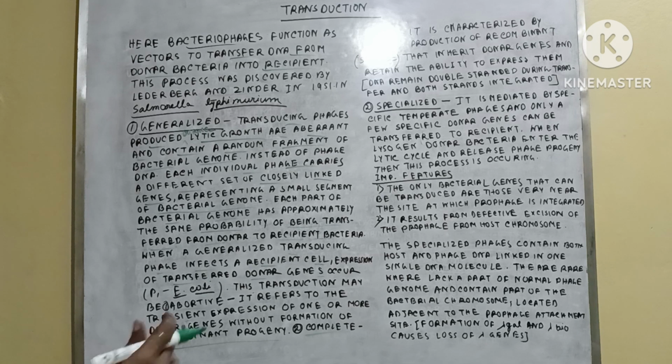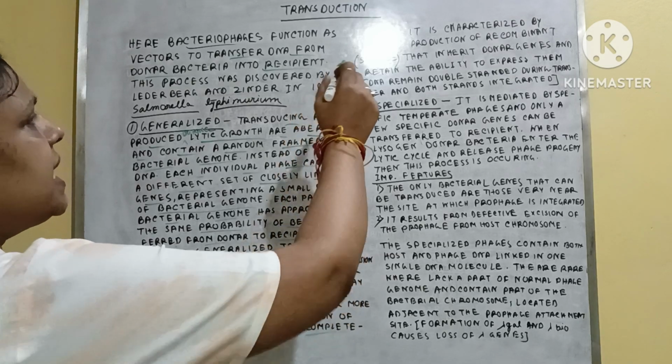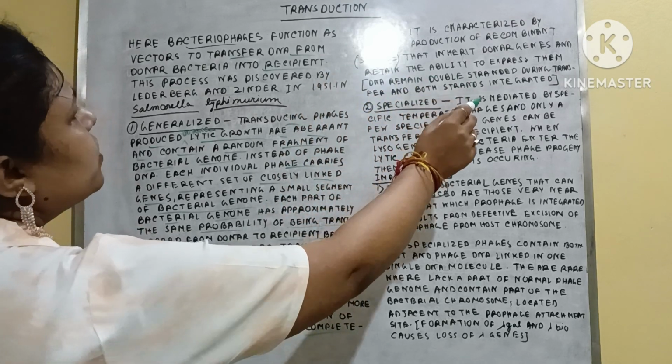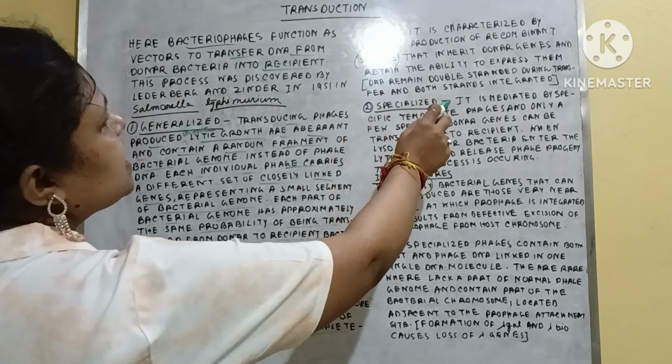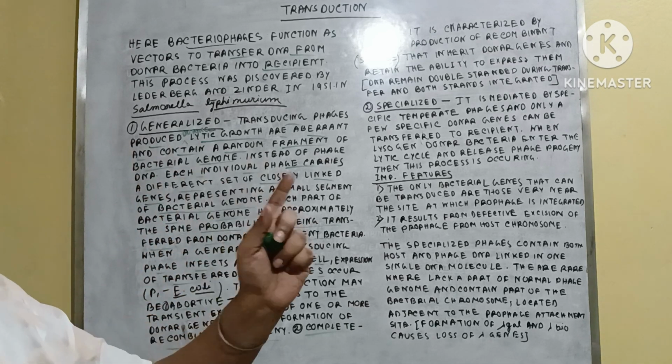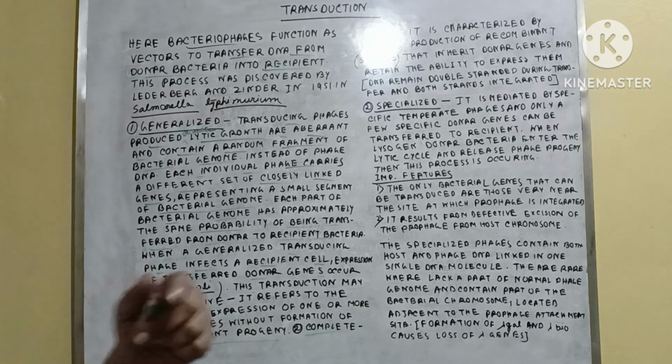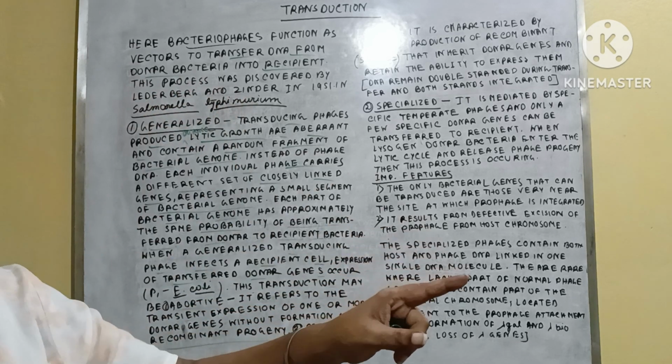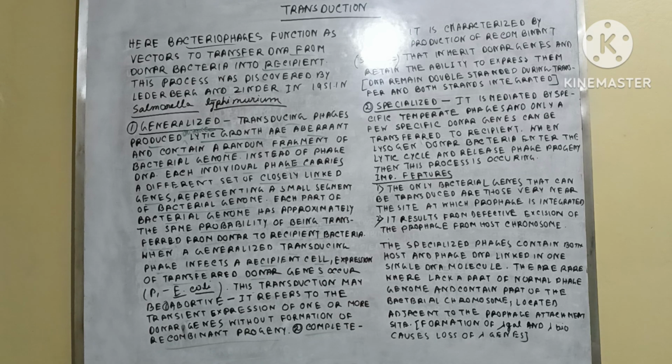In this transduction process, DNA remains double-stranded during the transfer and both strands are integrated. In simple words, both strands of DNA enter the recipient bacterial cell. But in the case of transformation, only one strand is capable of entering the bacterial cell. Here both strands must enter the recipient bacterial cell.